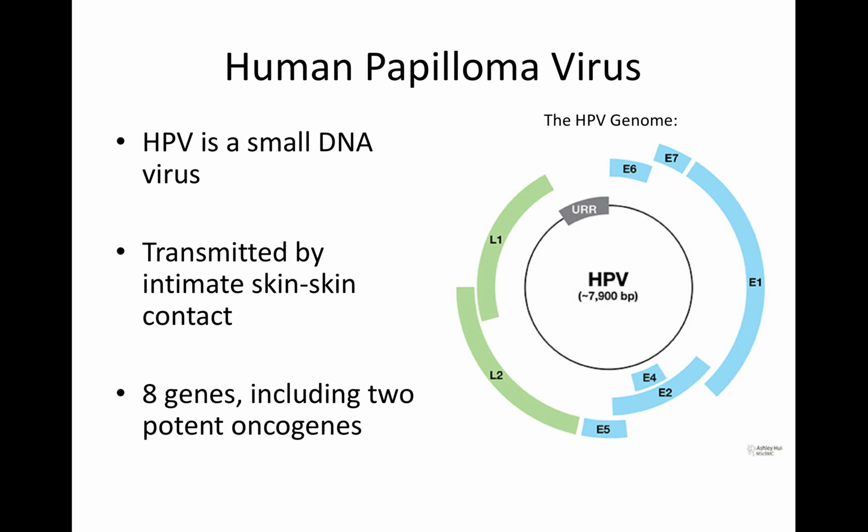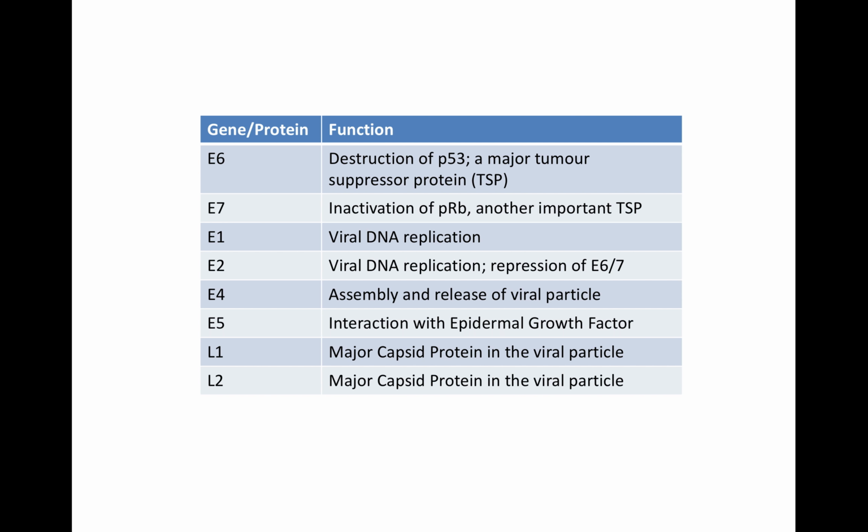So HPV is a small DNA virus which is transmitted from human to human by intimate skin-to-skin contact. The genome is circular and comprises roughly 8,000 base pairs which are arranged into 8 genes. 2 of the genes are of particular importance in oncogenesis. These are E6 and E7, both of which suppress tumor suppressor genes.